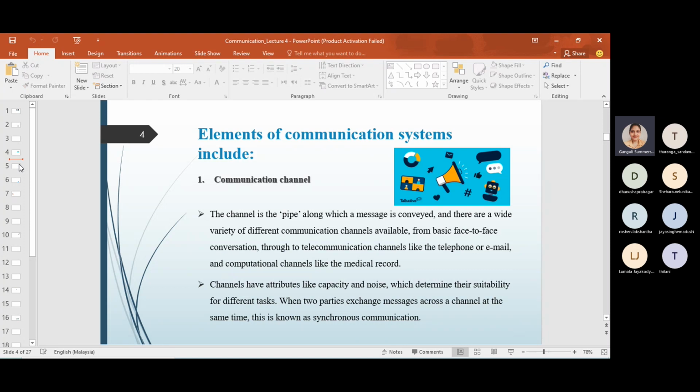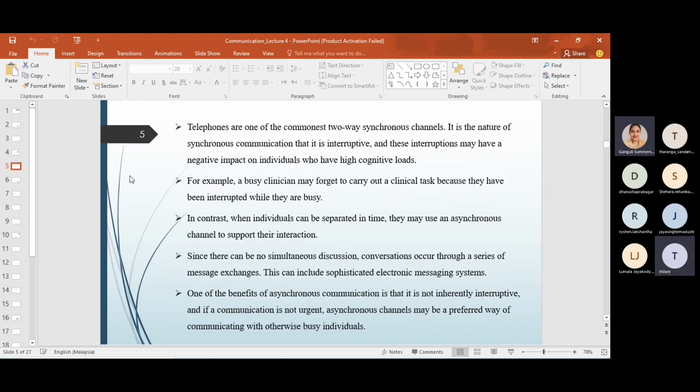For example, you can take a telephone communication. Telephone is the most common example that we can give for a synchronous communication, because when you are holding a telephone conversation, both the parties exchange the messages at the same time, right? Because when we take a telephone call, we don't tell the other person not to talk until we finish talking. And if someone calls us, they don't tell us not to say anything until they finish either.